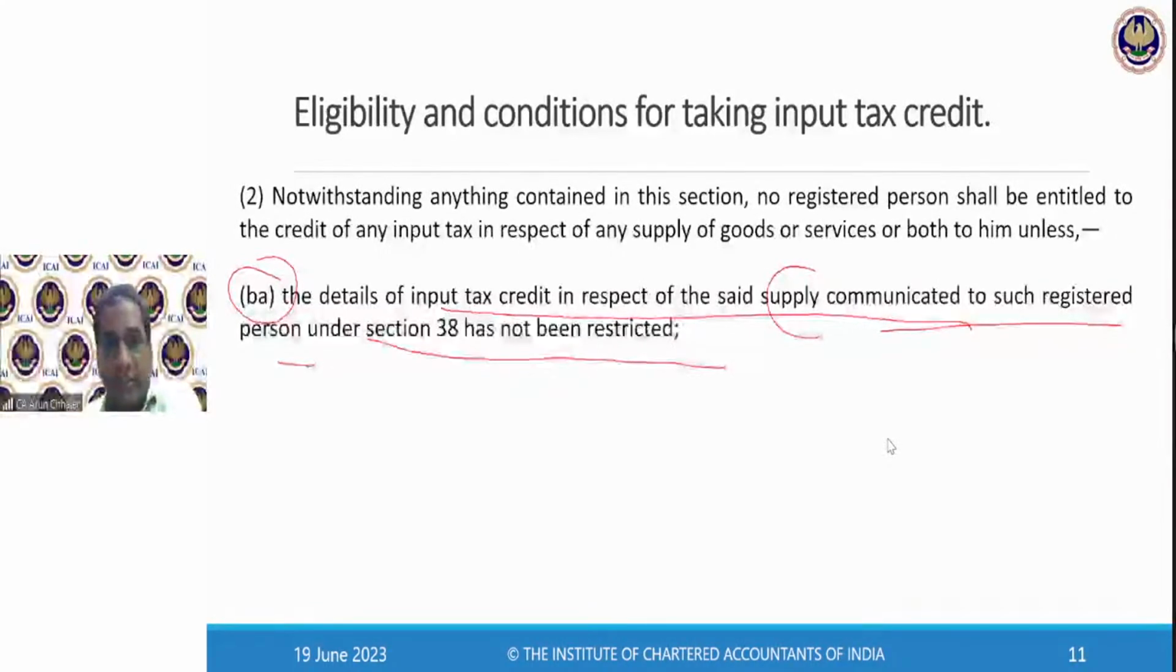See, now this is the highest, toughest condition to comply with. For taking the ITC, they have inserted the clause BA.